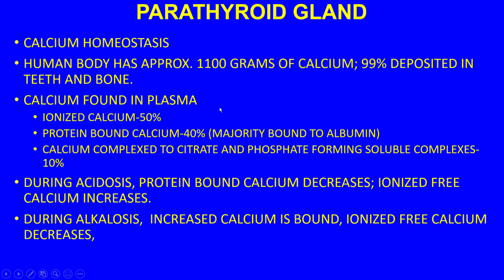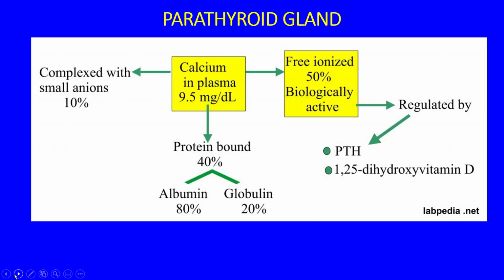Calcium found in the plasma, though, 50% is in the ionized format. 40% is in a protein-bound structure. The majority of that protein will be albumin. Finally, we get calcium that's complexed to citrate and phosphate, forming soluble complexes. That's about 10%. Okay, that's 100%. Now, during acidosis, it's interesting. As the pH is dropping in the blood, protein-bound calcium decreases and ionized free calcium increases. During the opposite, during alkalosis, going above the 7.45 for the pH, you're going to notice that there's an increased amount of calcium ions bound to the various proteins, and the ionized free calcium will decrease.